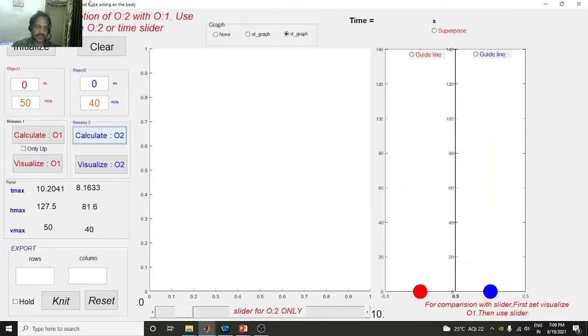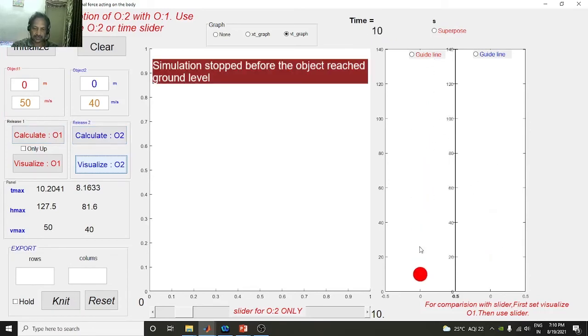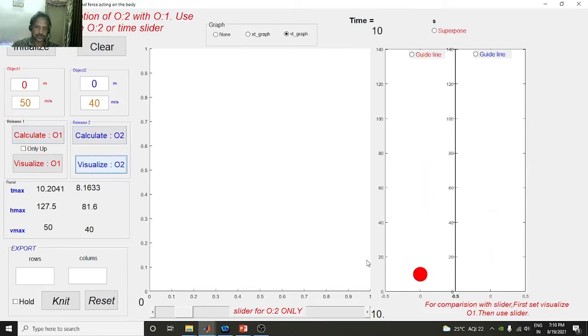Now let us compare the motions by changing the initial speed. Both the objects are placed at 0 position. The red object will be thrown with 50 meter per second and the blue object will be thrown with 40 meter per second. Let us see what happens. If the initial speed is high, the height gained would be more and the time it takes to go up and come down is also more. Let us see this, make it 30.